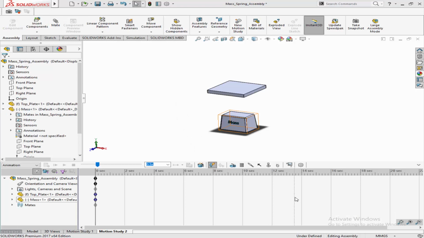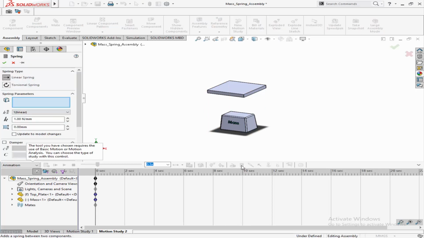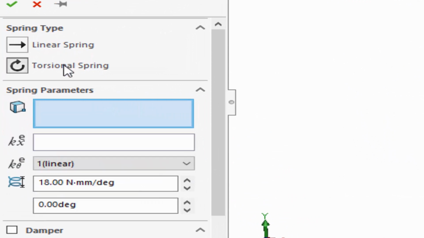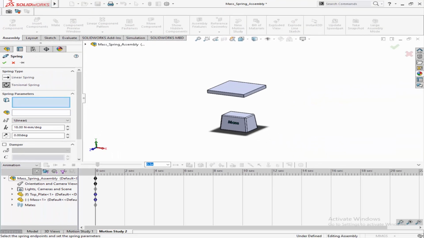Let's start by opening the Spring Property Manager. This is where you define your spring's characteristics. SolidWorks offers two types of springs, linear and torsional. Linear springs work along a straight line, while torsional springs operate around a pivot, providing rotational force.